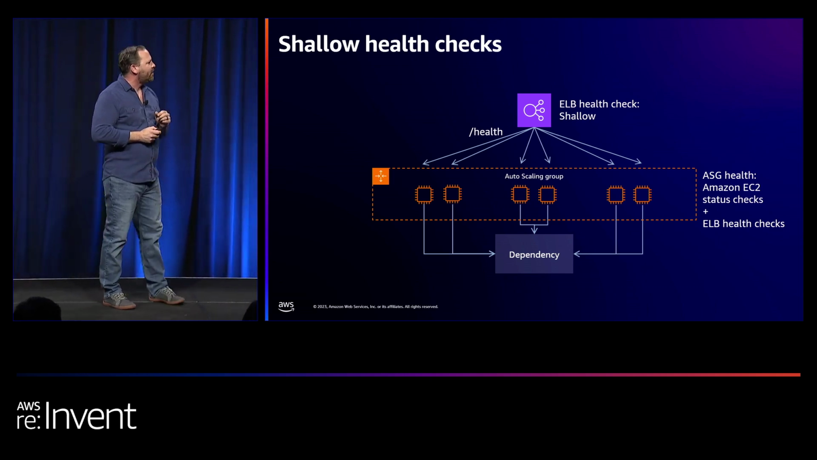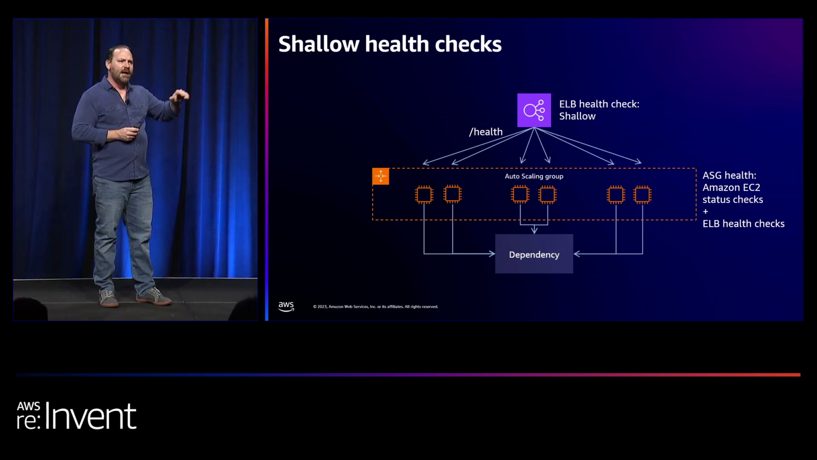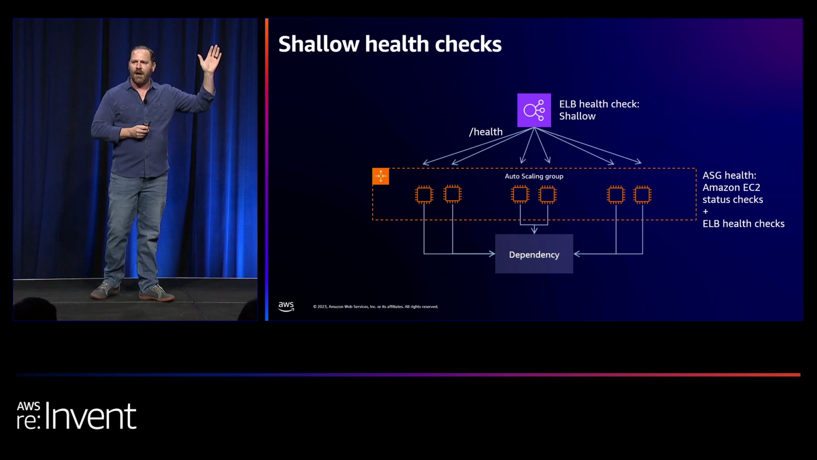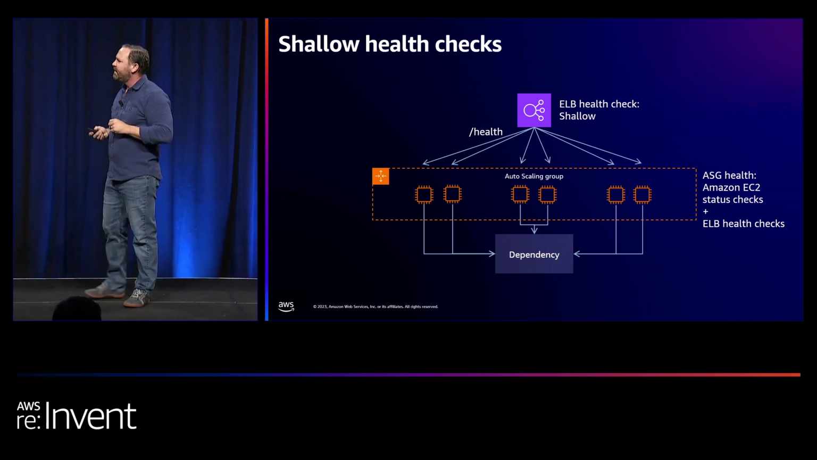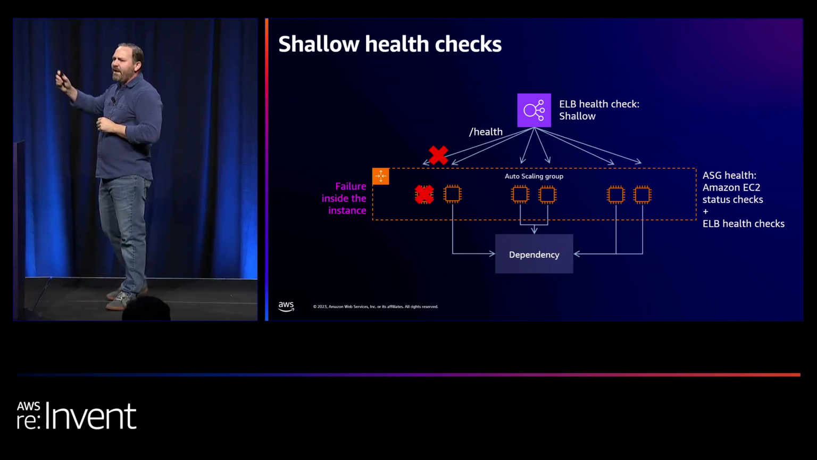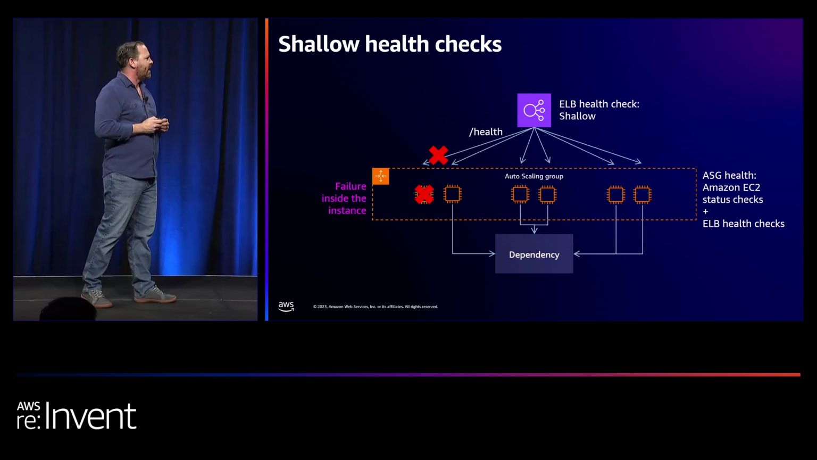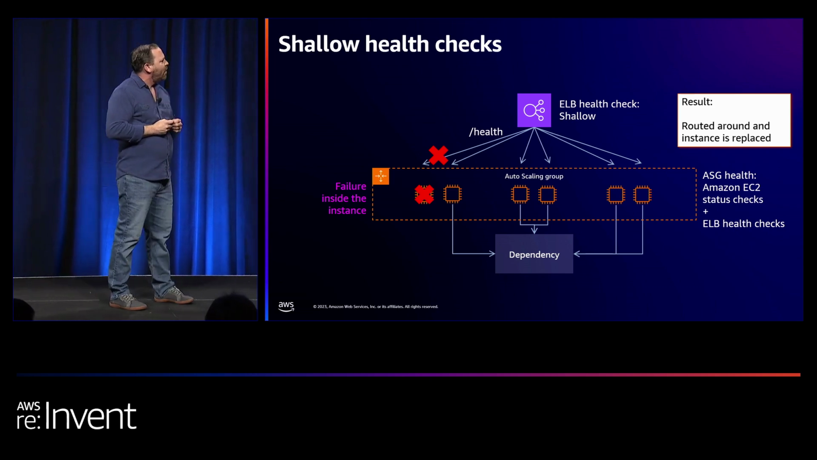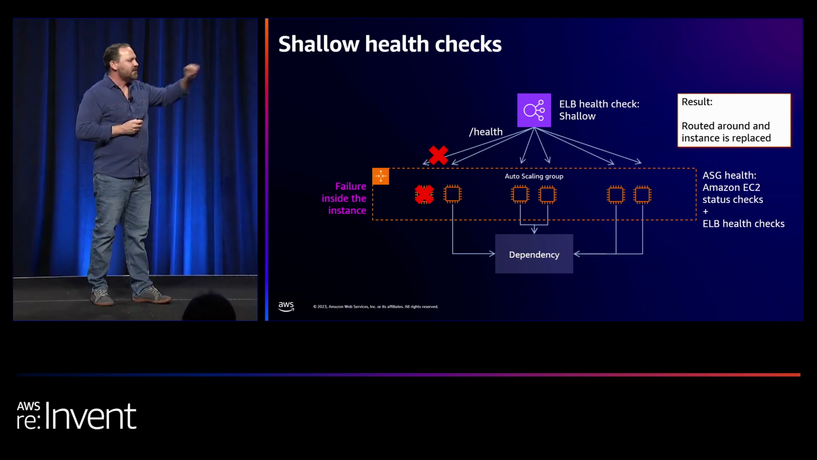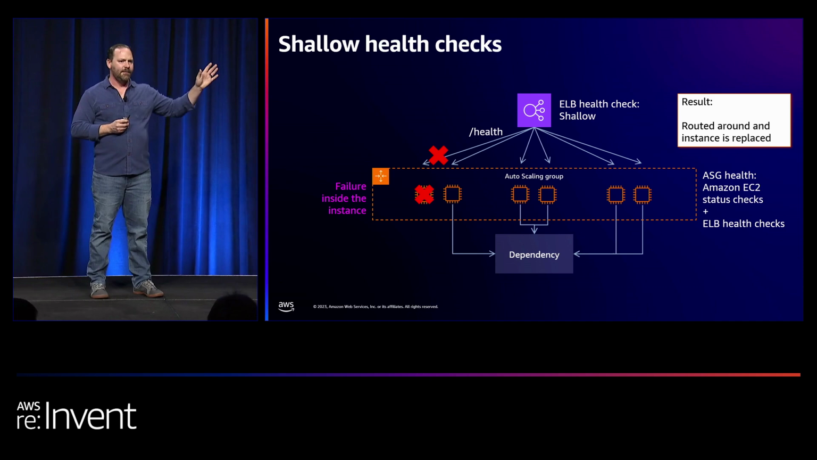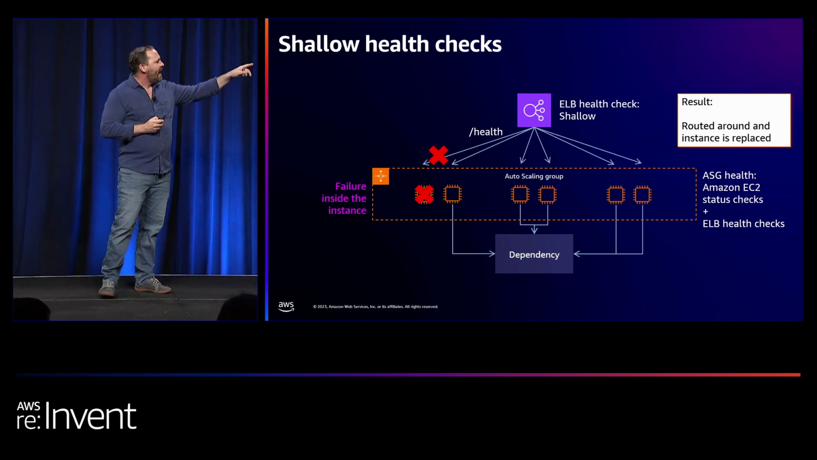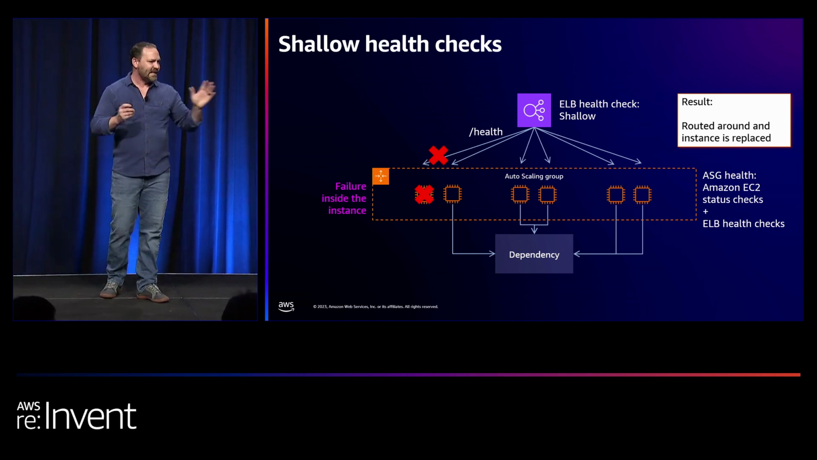So in our example here, we're going to perform shallow health checks. And so we're going to reach out to this /health web path for these servers. And when we have a failure inside one of these instances, let's say a critical process isn't running, we're going to route around that problem because the load balancer is going to see the instance is unhealthy, so it won't send any more traffic, and auto-scaling is going to replace it. So that's good.